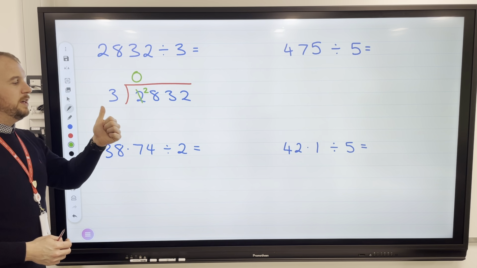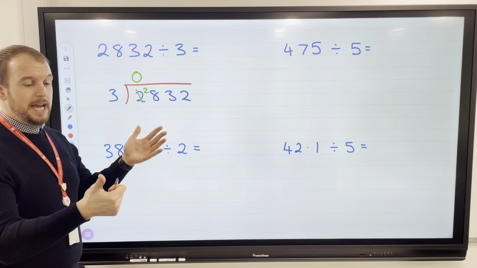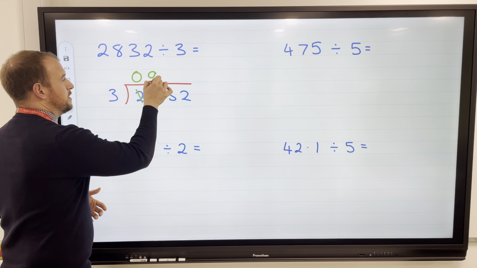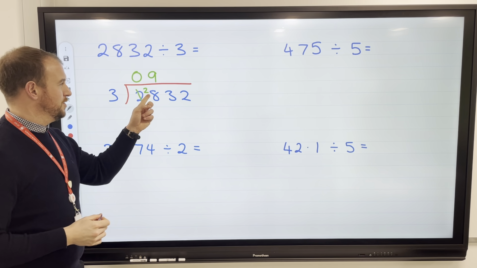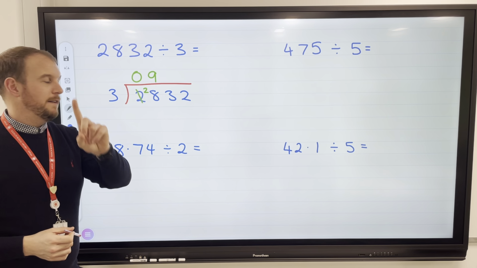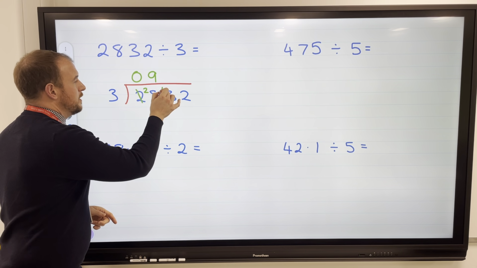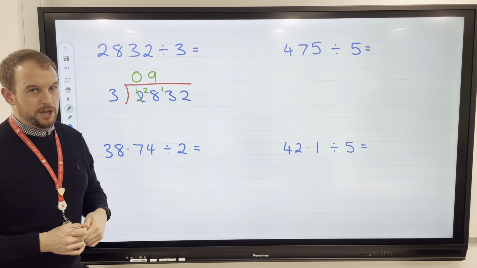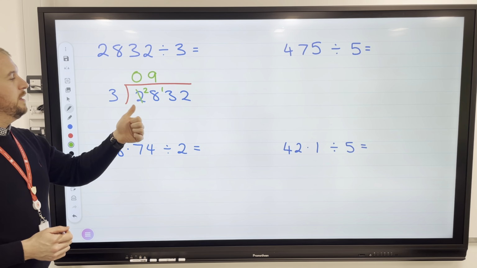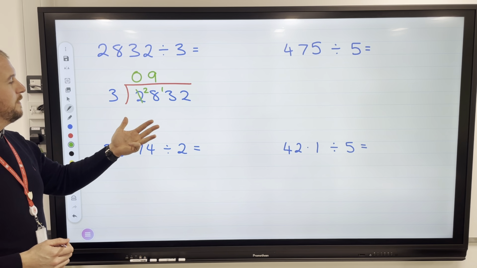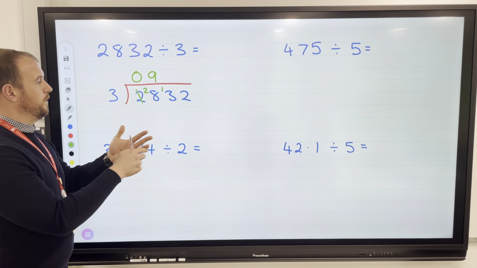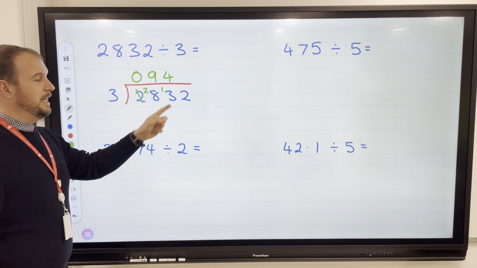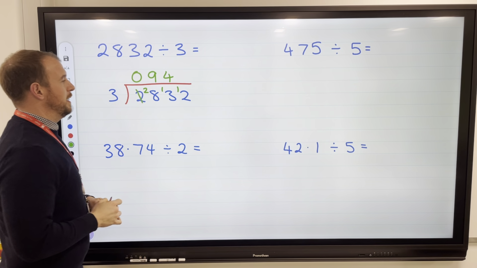3 times table: 3, 6, 9, 12, 15, 18, 21, 24, 27. 3 9s are 27. It's not quite 28, so there must be 1 left over. So that remainder goes in front of the next digit. How many 3s go into 13? Well, 3 times table again: 3, 6, 9, 12, 15 is too many. So 4 3s are 12. So to get to 13, there must be 1 remainder.